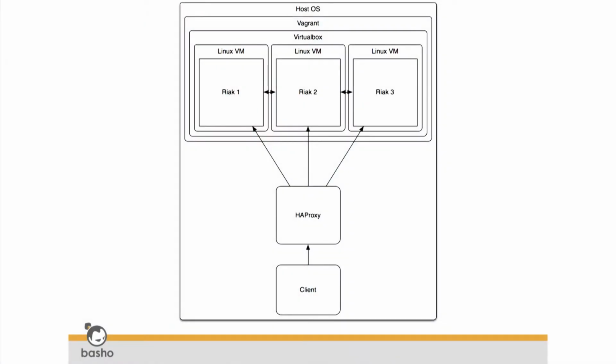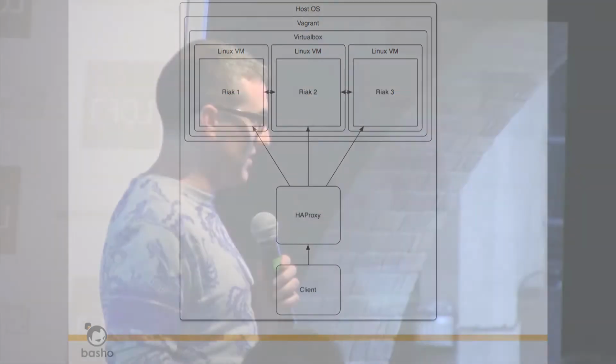This is what it would look like. So you've got the host OS, you're running Vagrant, it's running VirtualBox, it's running Linux virtual machines. We've got 3 machines, 3 Riak instances, and there you are on the outside with HAProxy. We've got a configuration file if anyone wants it, and your client, either curl or any one of umpteen languages.